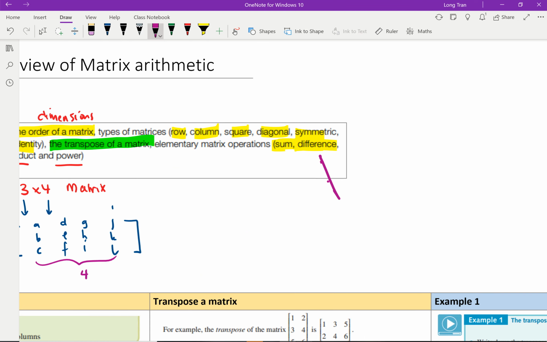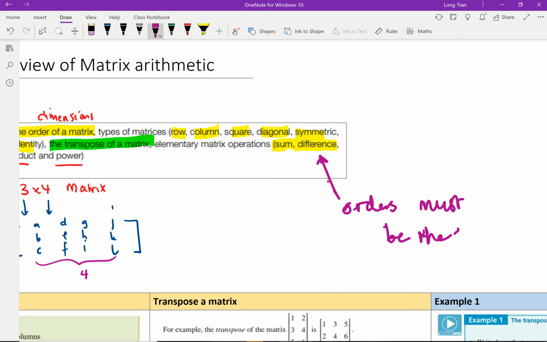What's the rule for adding and subtracting matrices? What do you have to make sure? In order for you to add 2 matrices, what must occur? Very good. Same matrix. Okay, so the order has to be the same. So for sums and difference, orders must be the same.